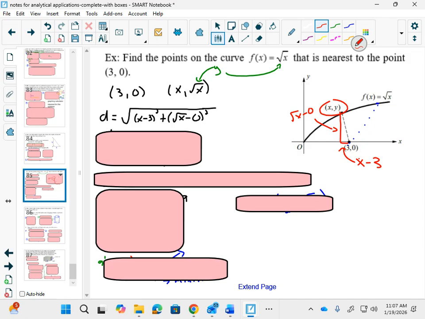A squared plus b squared equals c squared, right? Do you notice in the distance formula that they have the (x minus 3) squared? They have the square root of x minus 0, squared. And then why do we have a square root? Because it would equal c squared. And if you wanted to find c, you would have to square root it.